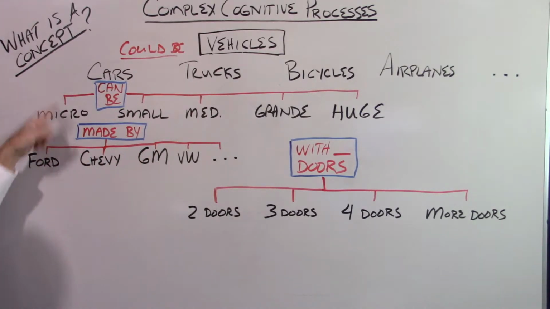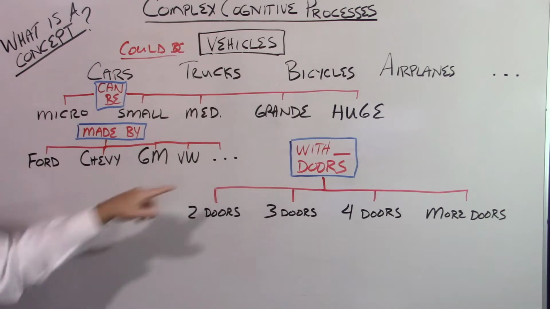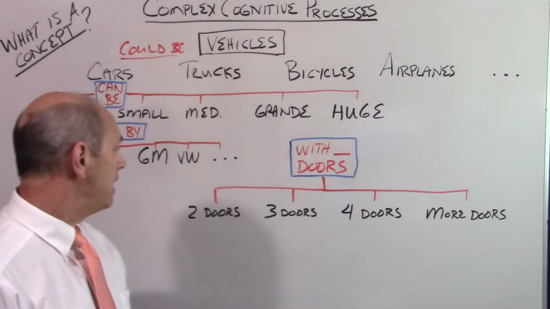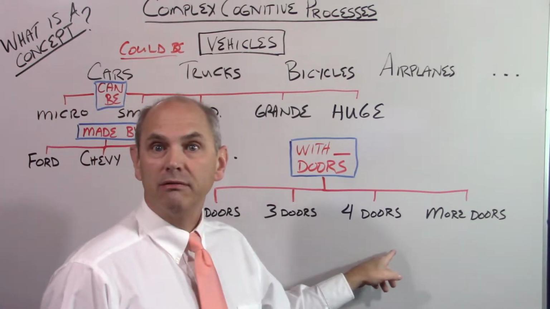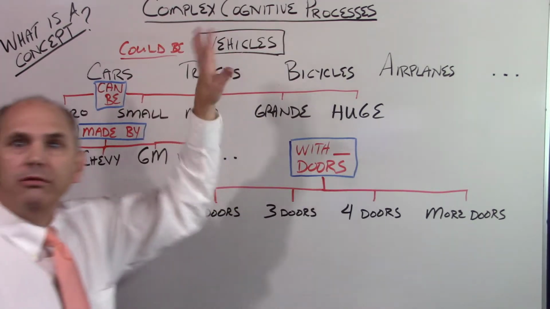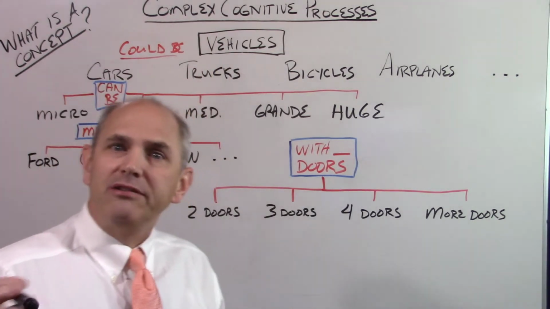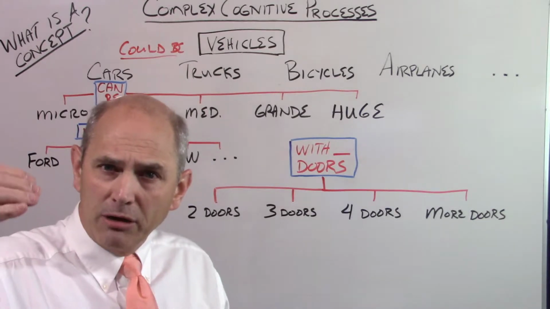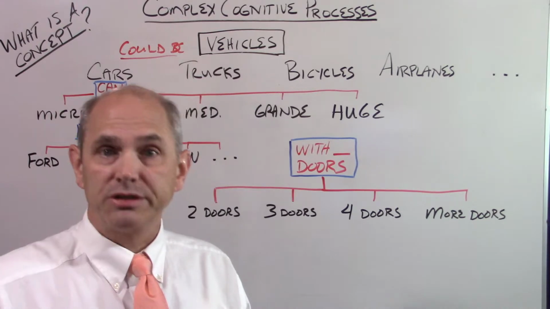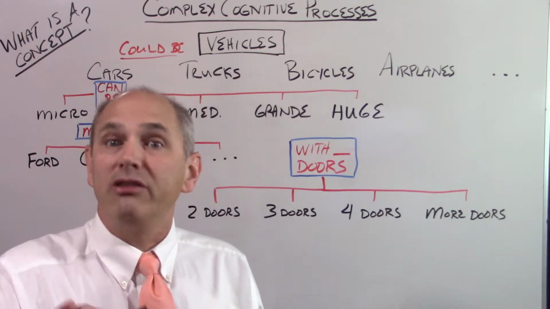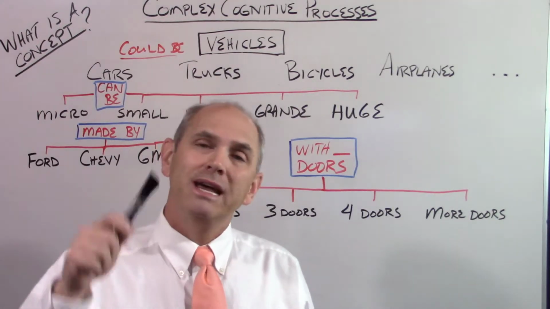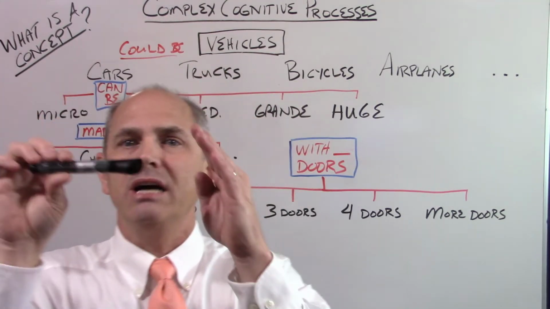Now, made by. They can be made by all of these different places. We could say, how many doors do they have? Do they have 2 doors, 3 doors, 4 doors, more doors? Little Dr. Seuss. This whole idea is really intended to help you think about concepts in terms of the way that you're going to present it to students, and not so much the way that you're going to understand it yourself, like what do we think about cars? Think about the structure of a concept.